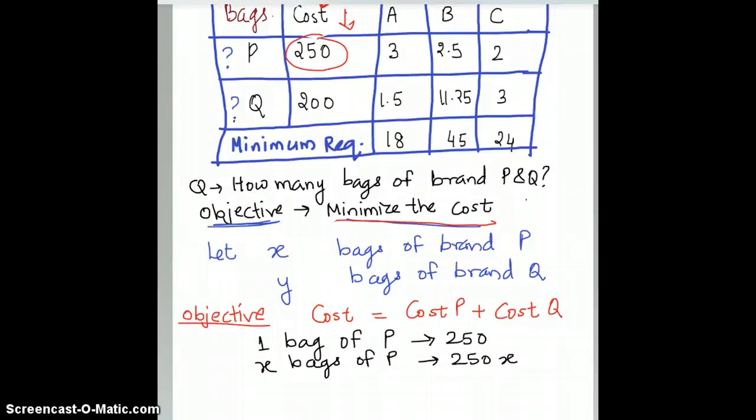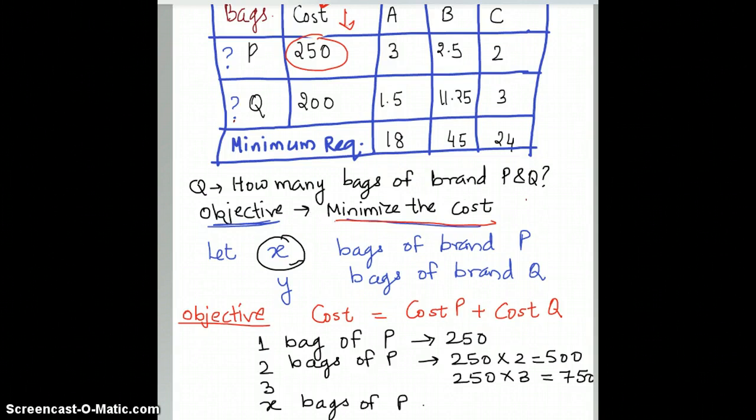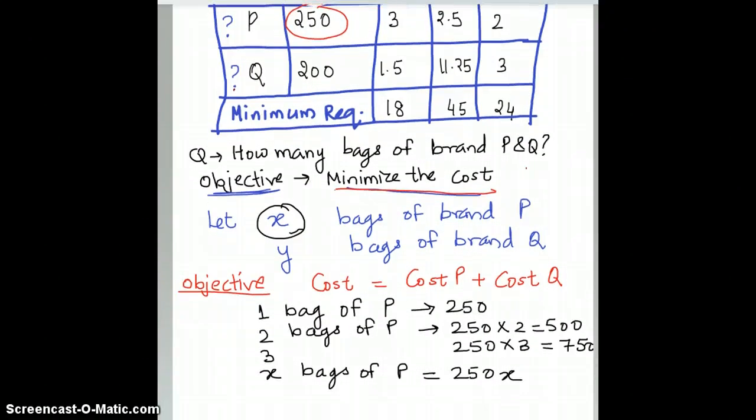How do we get 250 times X? Because if one bag costs 250, let's do it this way. If we are going to buy 2 bags of brand P, what will be the cost? 250 times 2, that is 500. Similarly, if it is 3 bags, it will be 250 times 3, which is equal to 750, and so on. So now as we are going to buy X bags, we will write X bags of brand P will cost 250 multiplied by X, so 250X.